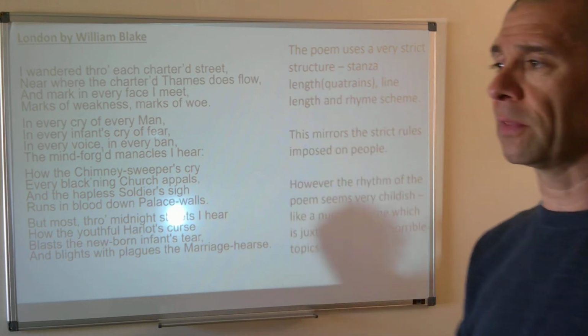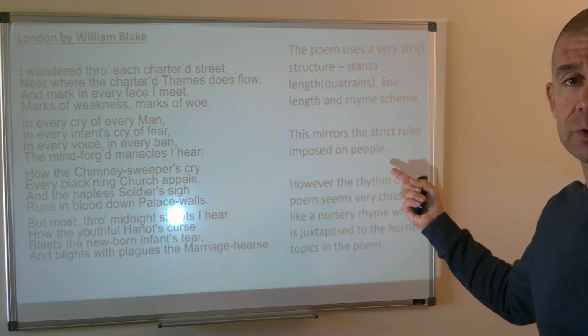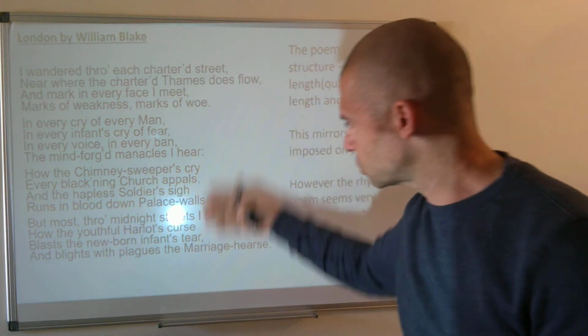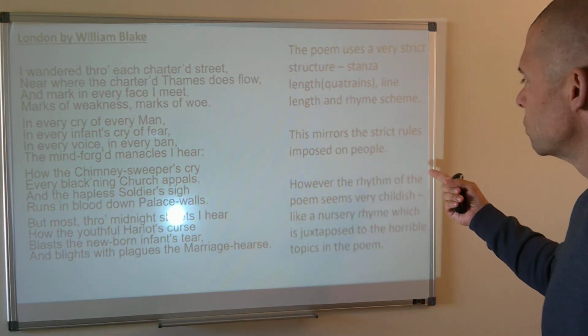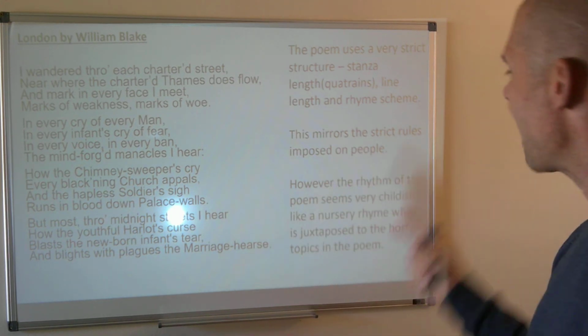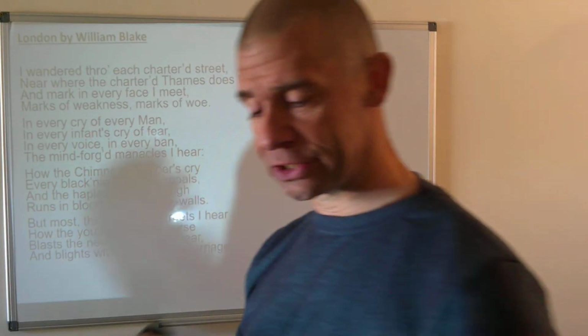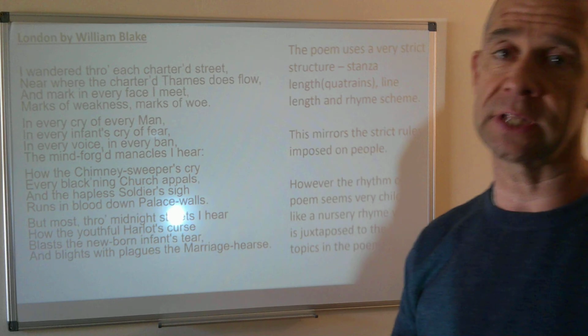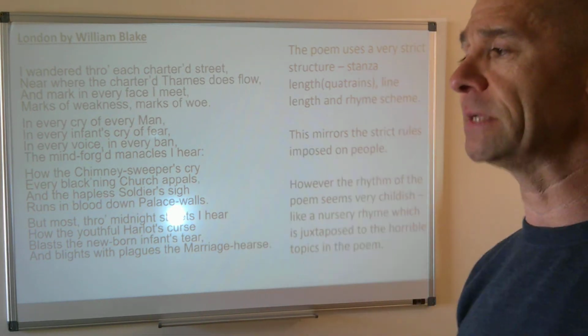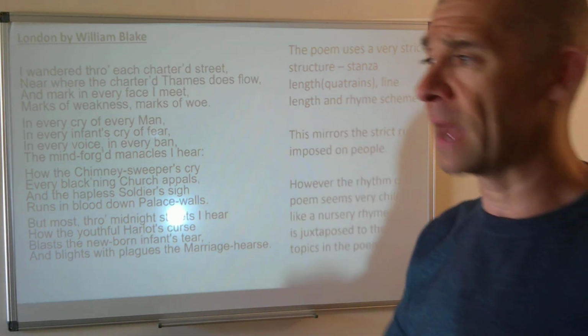You can see that throughout the poem there are really strict rules, and this mirrors the strict rules imposed on the people, which is causing this suffering. However, you need to listen to the rhythm of this poem. I wandered through each chartered street near where the chartered Thames does flow, and mark in every face I meet marks of weakness, marks of woe, in every cry of every man, and so on.